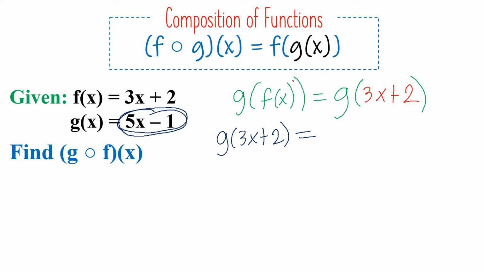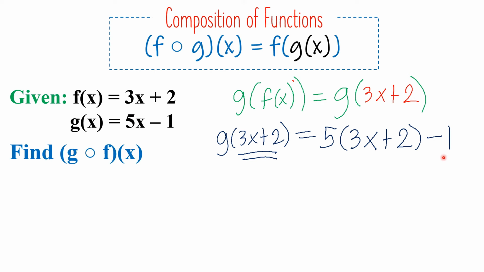So, 5x minus 1, magiging 5. Yung x, papalitan natin kung ano yung nakalagay dito sa loob ng parenthesis. So, magiging 5 times 3x plus 2. Sinubstitute natin siya. Then, copy lang yung negative 1. Then, ito na yung isosolve natin.